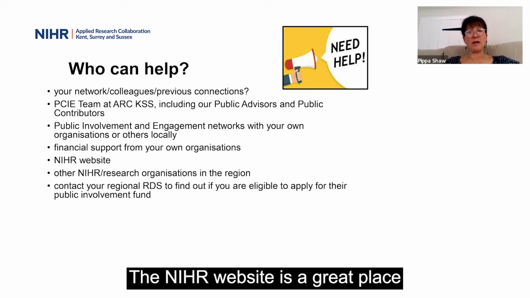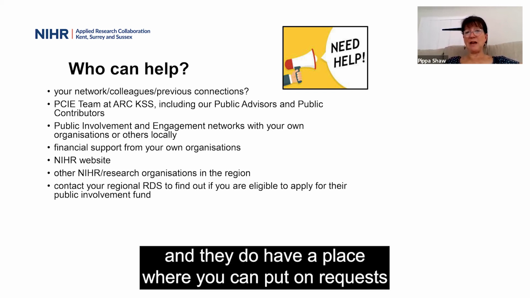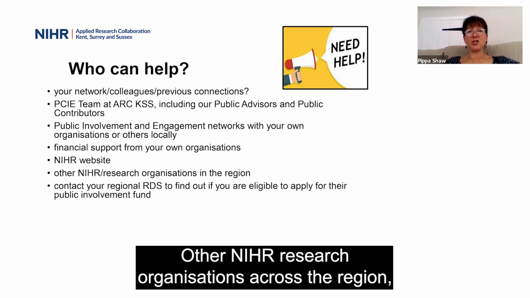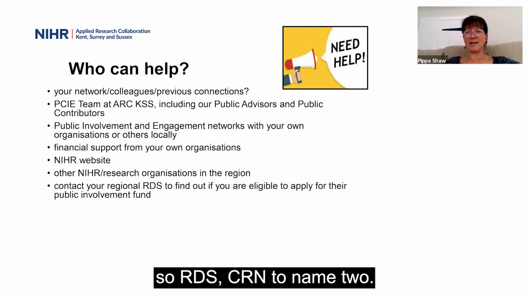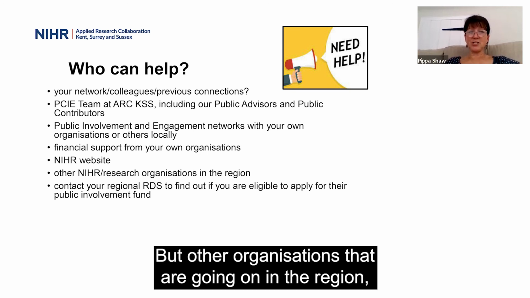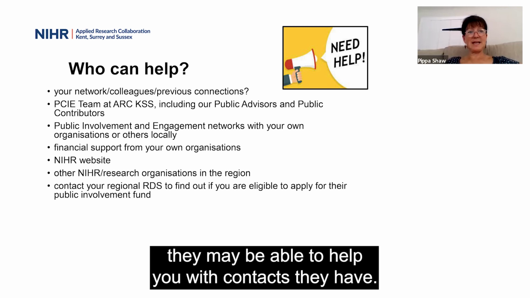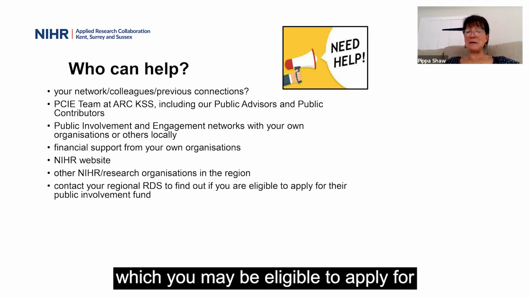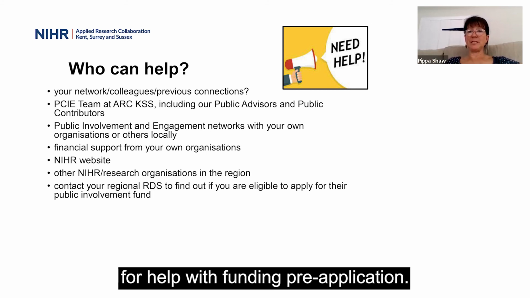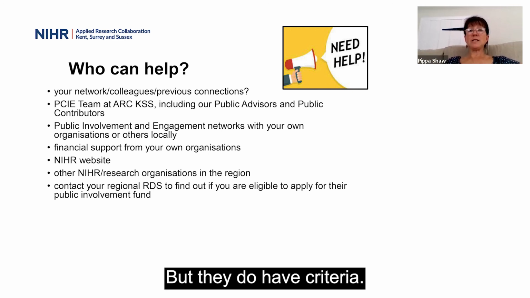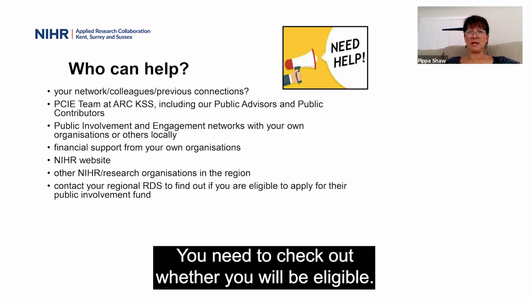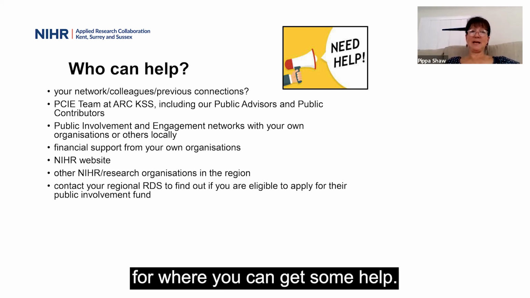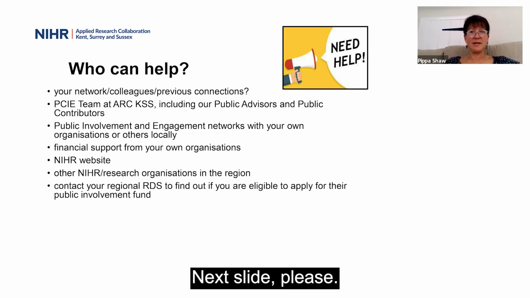The NIHR website is a great place for information and connections, and they do have a place where you can put on requests for people to be involved in your project. Other NIHR research organisations across the region, so RDS, CRN, to name two, but other organisations that are going on in the region, they may be able to help you with contacts they have. And just to say that the RDS has a public involvement fund, which you may be eligible to apply for help with funding application, but they do have criteria. You need to check out whether you will be eligible. So that's just a starting point for where you can get some help. Do have a think about it. Next slide, please.